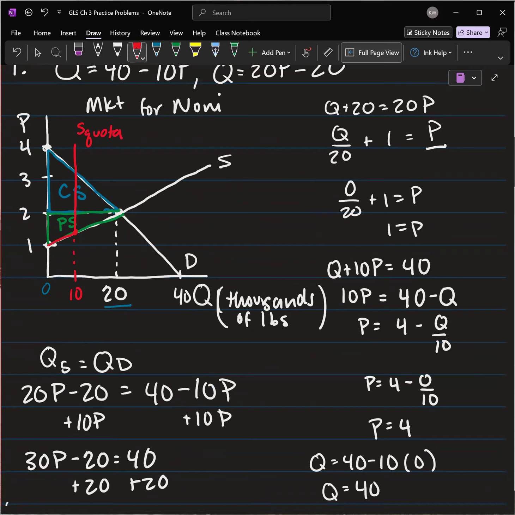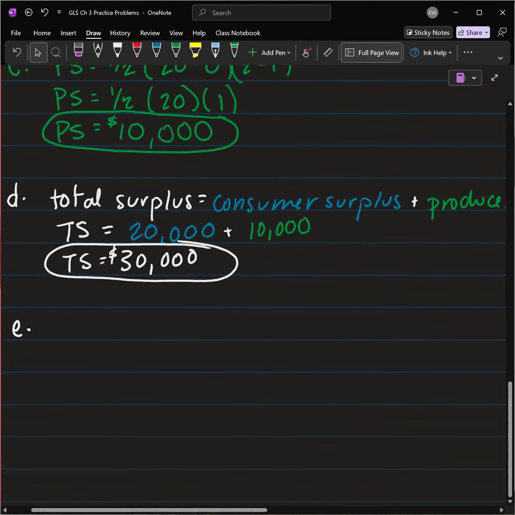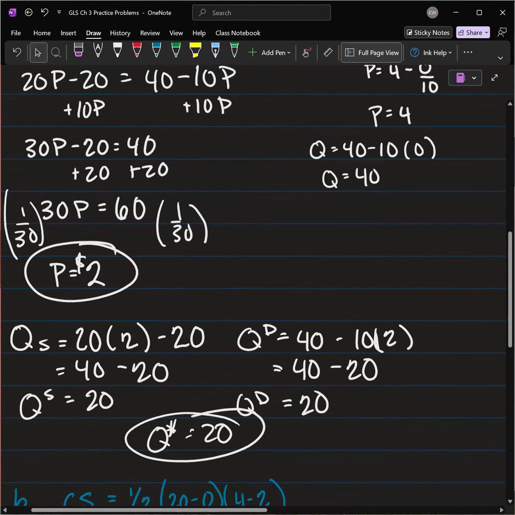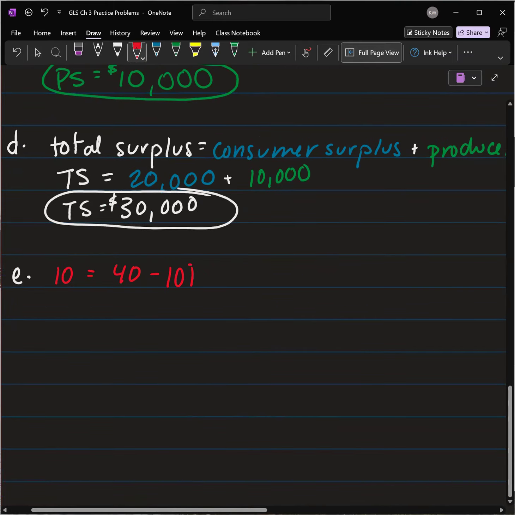And in order to find the price with that quota, what we're going to do is substitute that 10,000 into our demand equation. I believe it was 40 minus 10 times the price. Yep. And solve for whatever price that is.